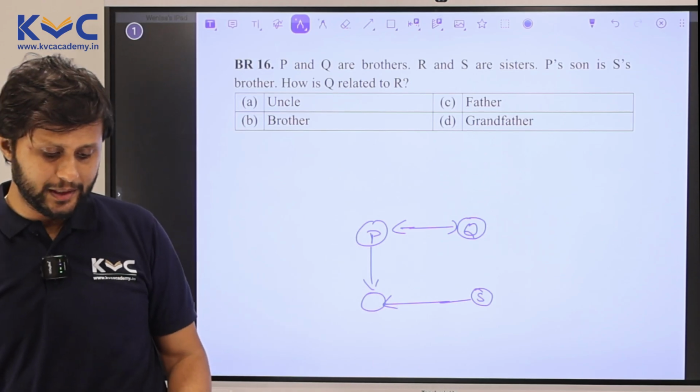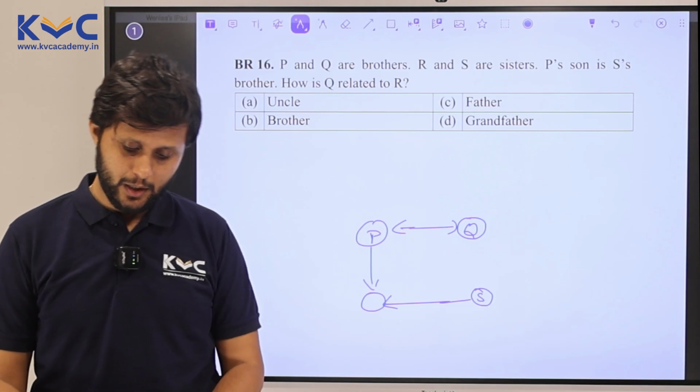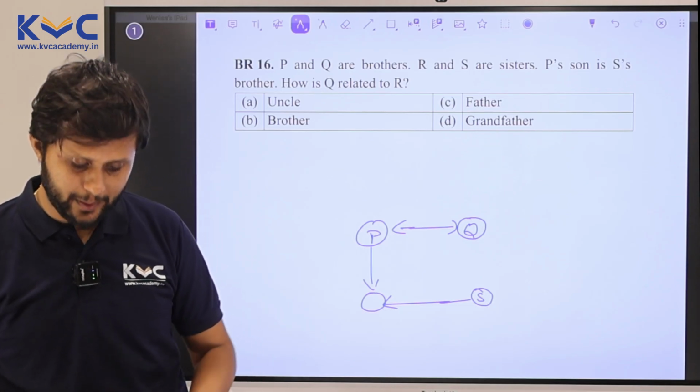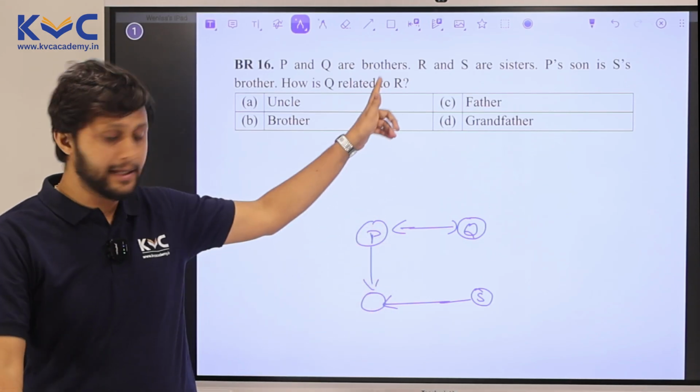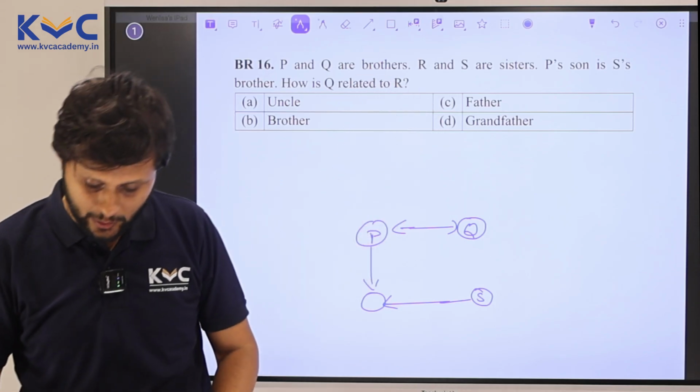Definitely that person is male. How is Q related to R? But before that, I think we missed one line. R and S are sisters. S had already written.